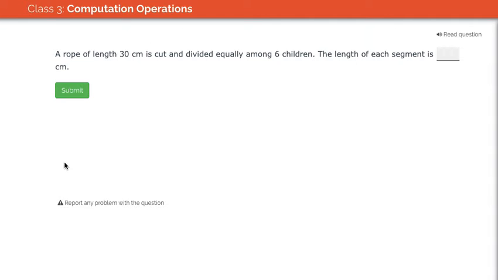6 into 1, 6. 6 into 2, 12. 6 into 3, 18. 6 into 4, 24. 6 into 5, 30. So the segment is 5.